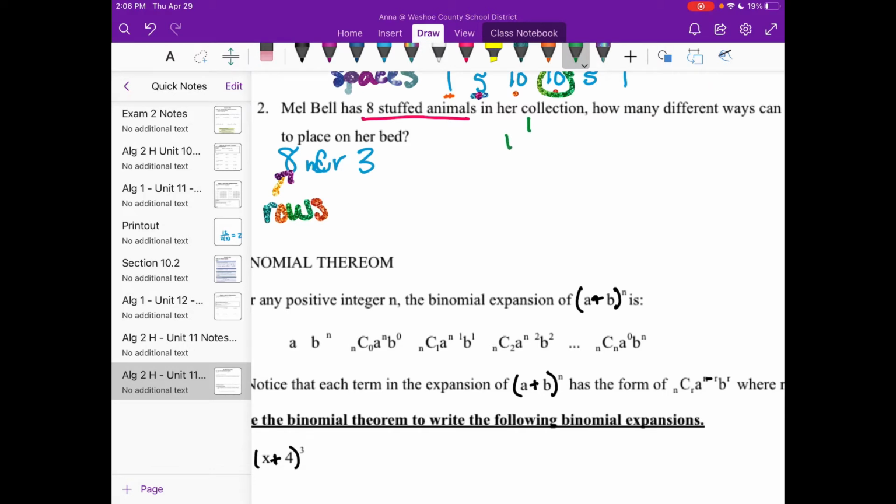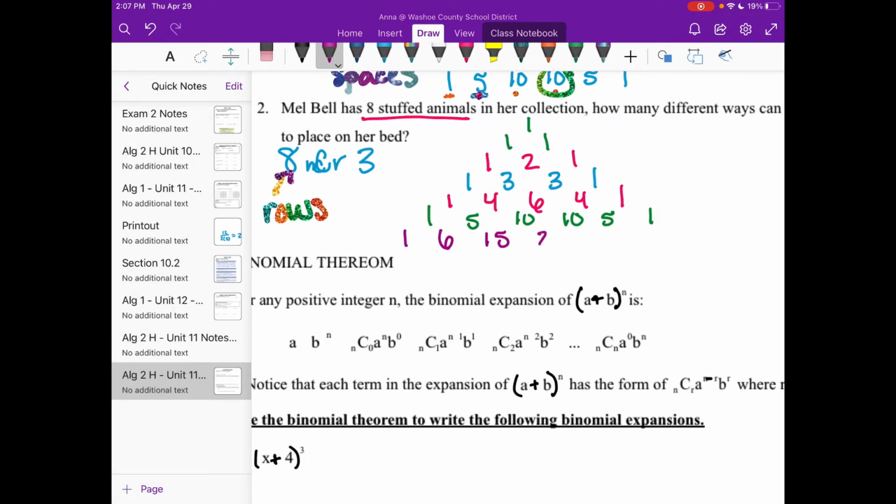So 1, there's my 0 row. 1, 1, there's my first row. 1, 2, 1. You get really fast at this as you go on, especially like the first 5. 1, 3, 3, 1. 1, 4, 6, 4, 1. 1, 5, 10, 10, 5, 1. Okay, 1, 6, 15, 20, 15, 6, and 1.